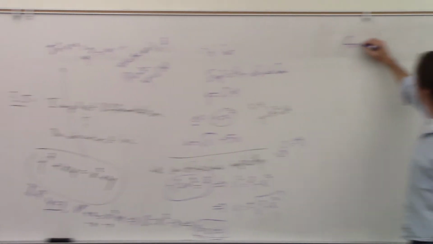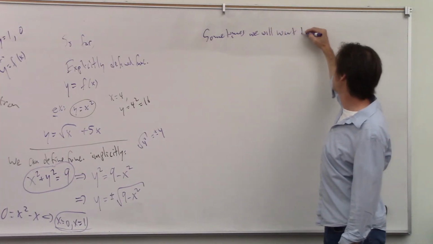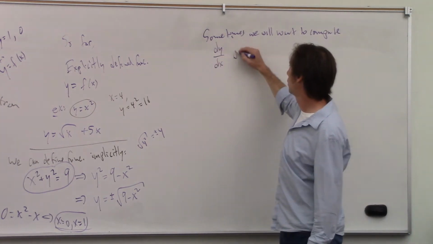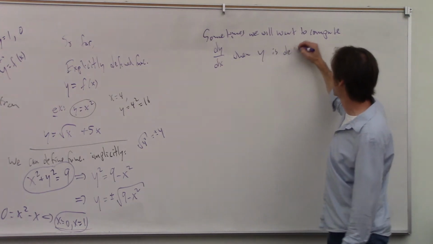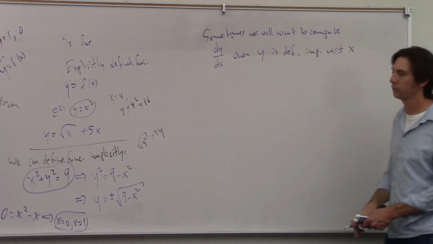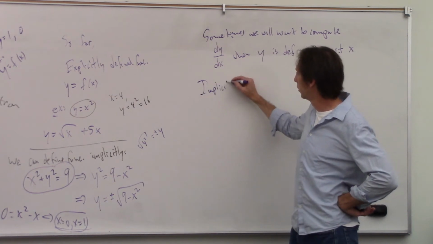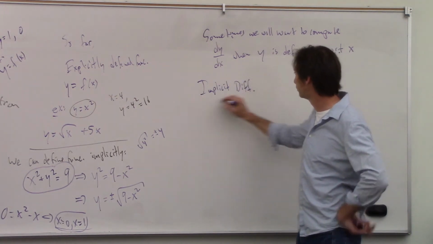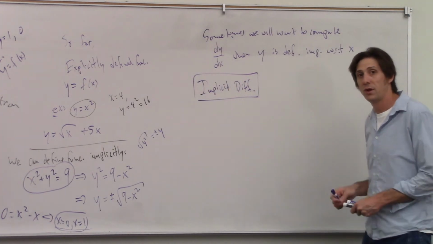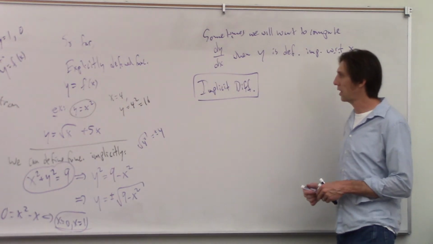And so sometimes we will want to compute dy dx when y is defined implicitly with respect to x. And in this case, what we want to use is the process of implicit differentiation. I'm going to write down the steps, and then we'll look at an example. And if you have questions after trying the problems in the book, we can talk about it in class.